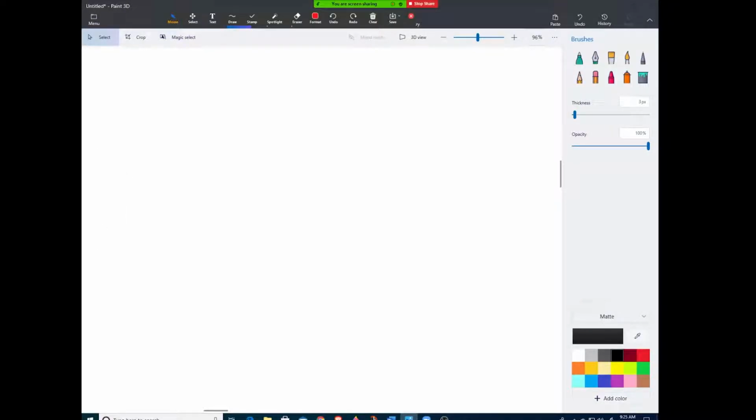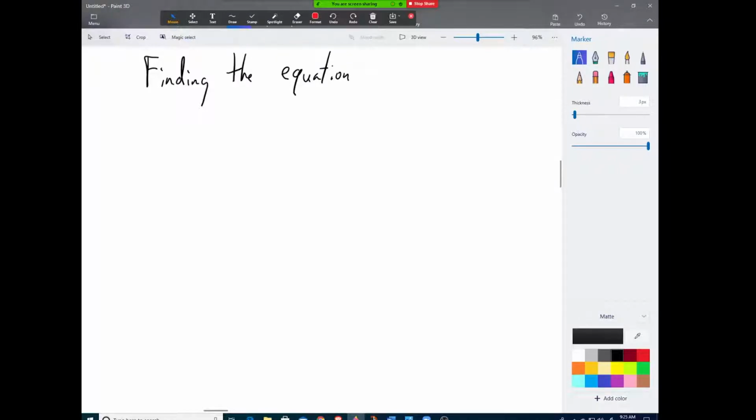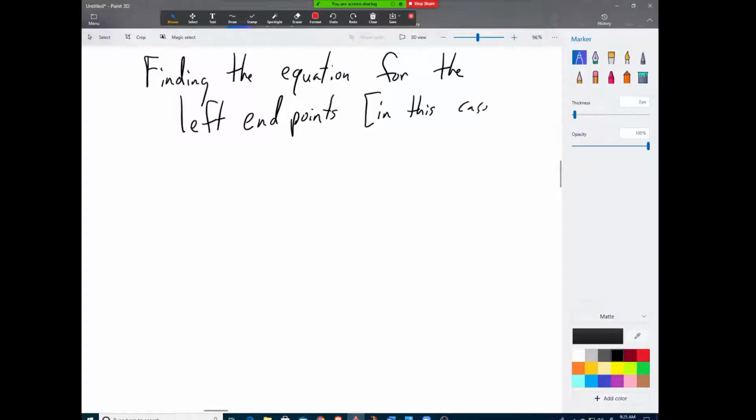Okay, so focused on finding the equation for the left endpoints, which in this case gives us the upper limit.